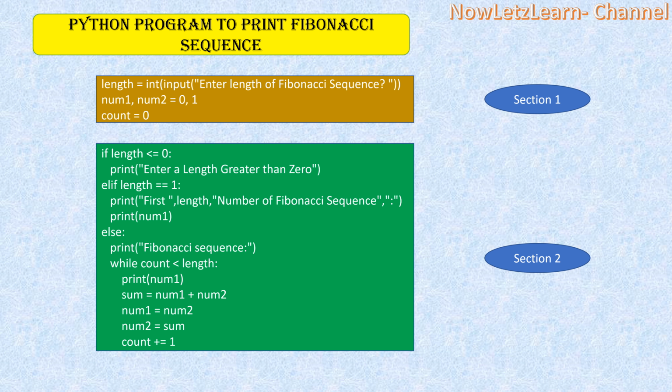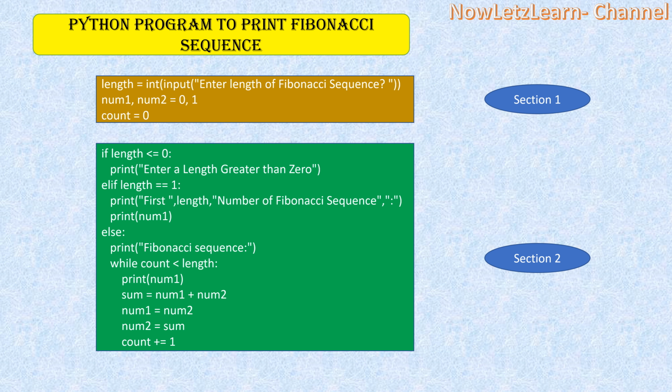Once we get the length of the Fibonacci sequence, by default the first two numbers of a Fibonacci sequence would be 0 and 1. So we are assigning the value 0 to num1 and 1 to num2. This is one way of assigning multiple values to multiple variables. If I had a third variable, I could have said num1, num2, num3 is equal to 0, 1, 2. You get the concept.